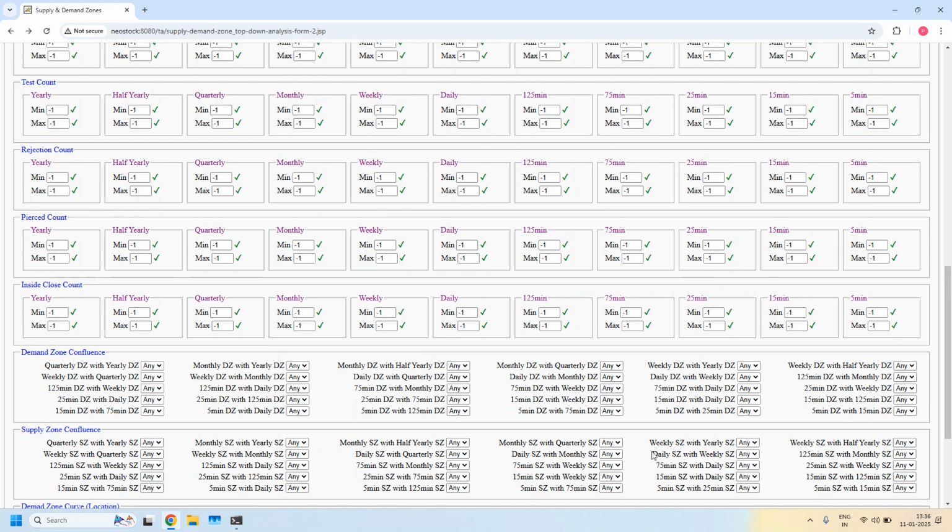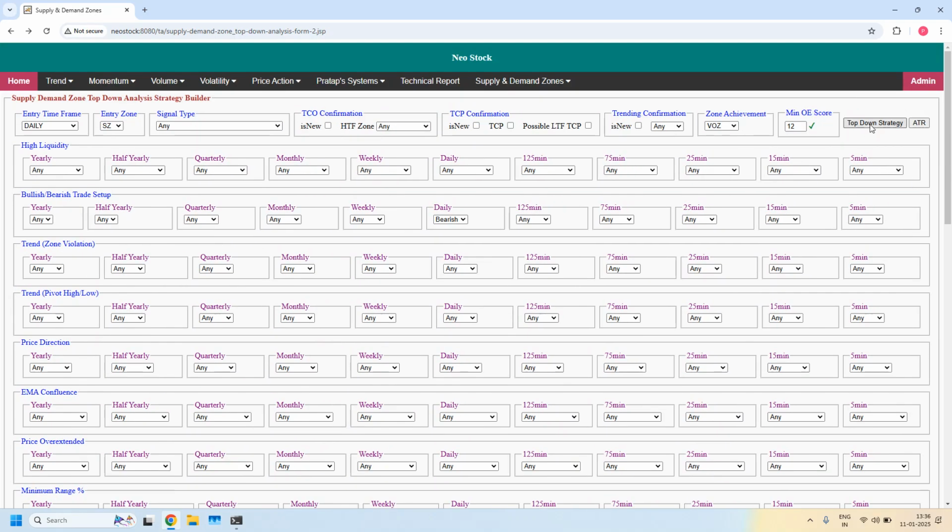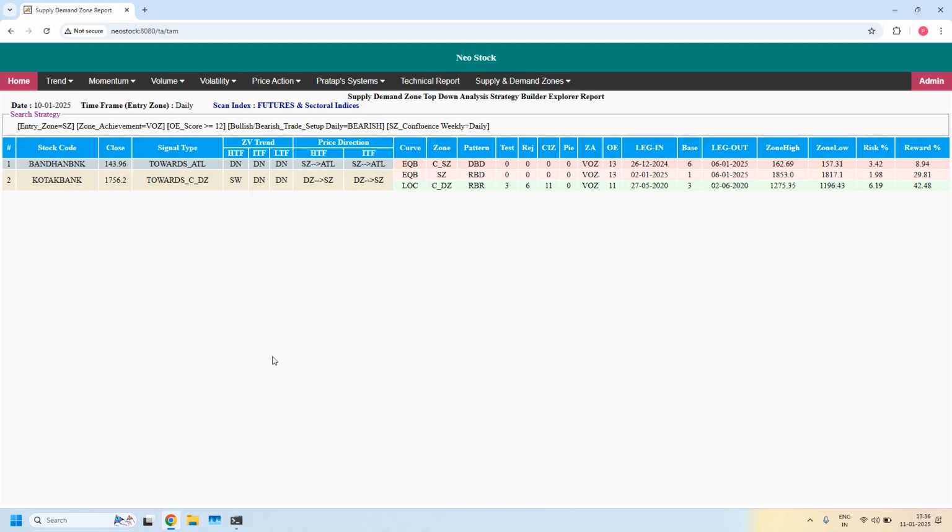That is a daily supply zone with weekly supply zone confluence. That means the daily zone should be part of the weekly zone. So both the stocks are filtered. That means both these daily supply zones are part of the weekly supply zone, that means overlapped with the weekly supply zone.